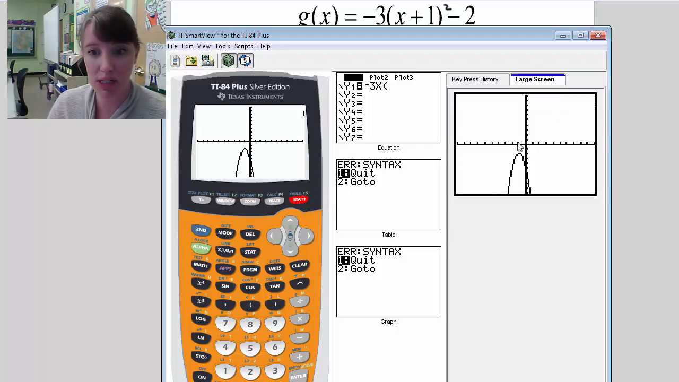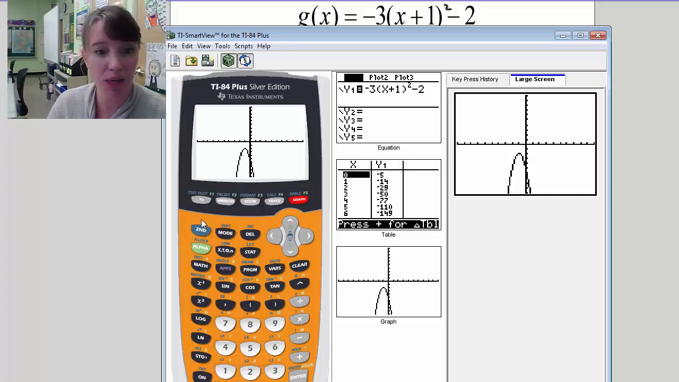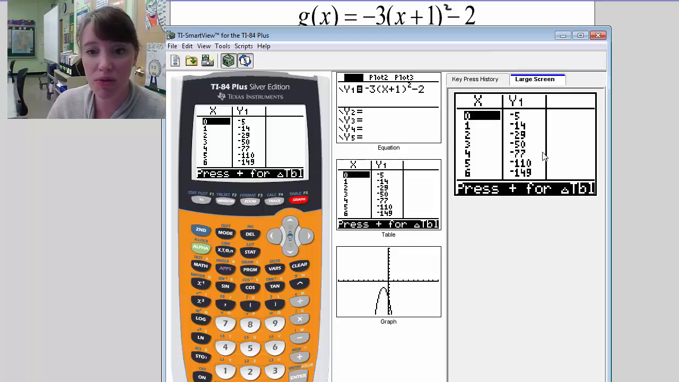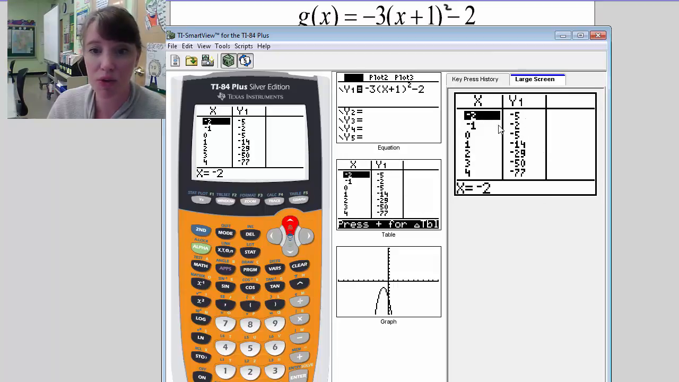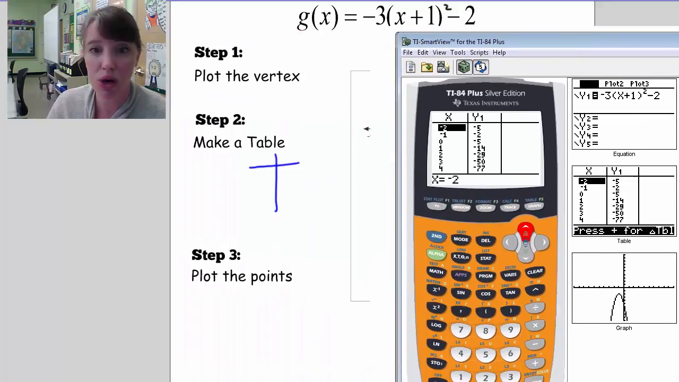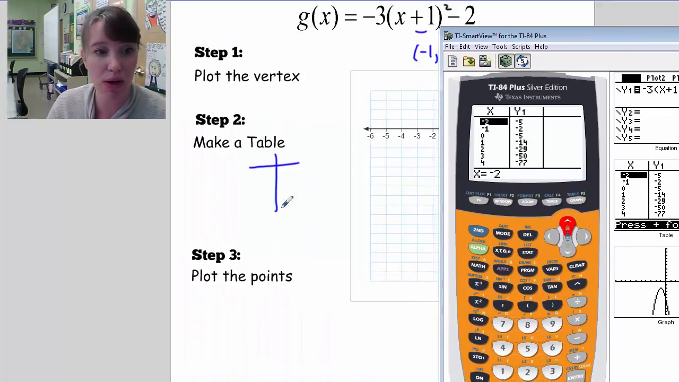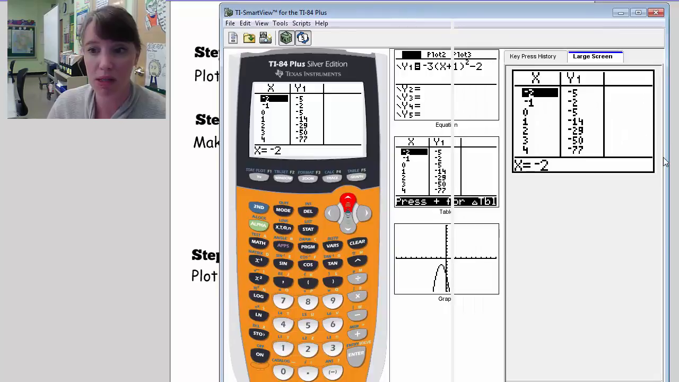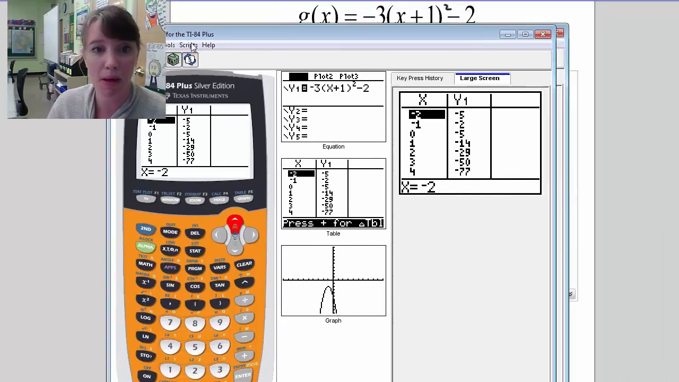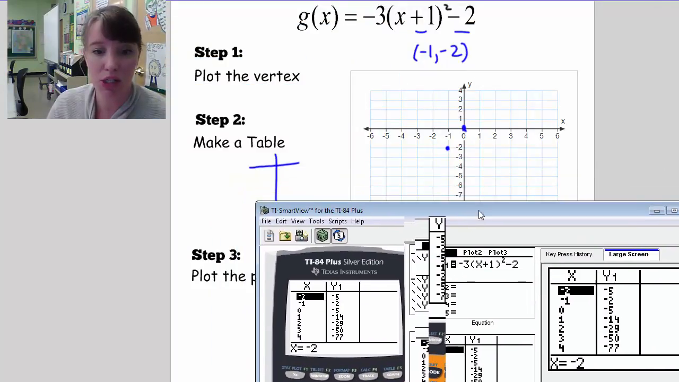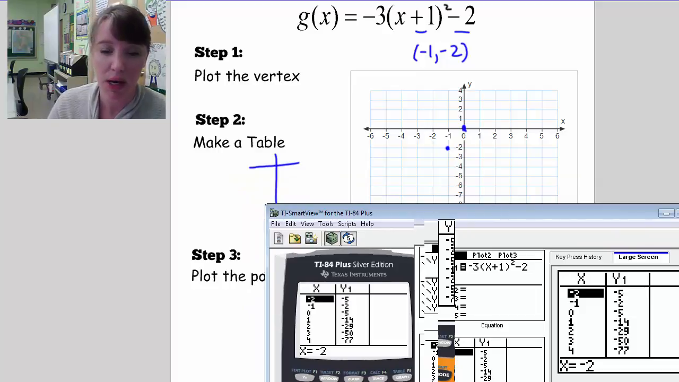So we see the vertex at -1, -2, and we can look at our table here. So here's some values that might be interesting for us to look at. -2, -5, -1, -2. So let's go ahead and plot those values here. Let me see if I can make this a little bit smaller here. Oh, it's not going to let me do that. So let's just plot the values that we see here.